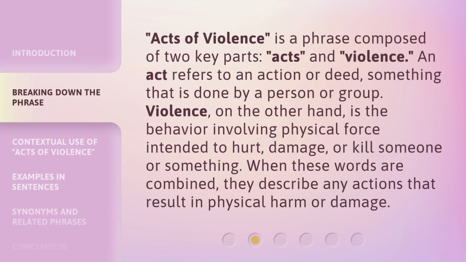Acts of violence is a phrase composed of two key parts: acts and violence. An act refers to an action or deed, something that is done by a person or group. Violence, on the other hand, is the behavior involving physical force intended to hurt, damage, or kill someone or something. When these words are combined, they describe any actions that result in physical harm or damage.